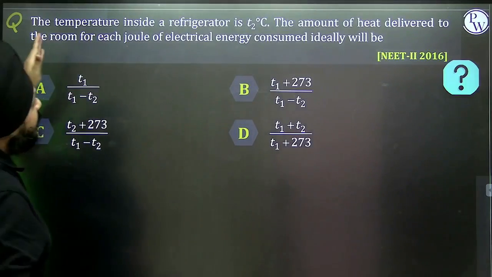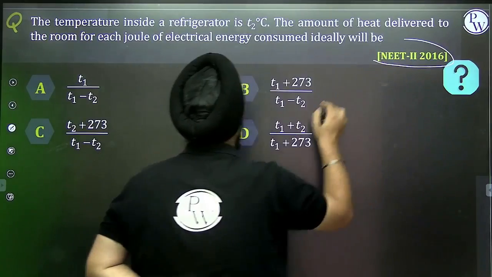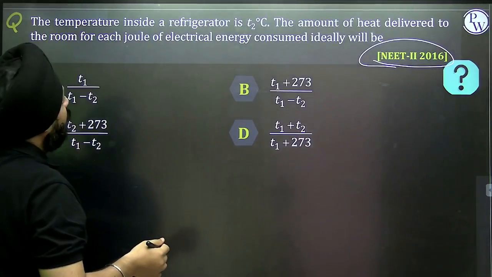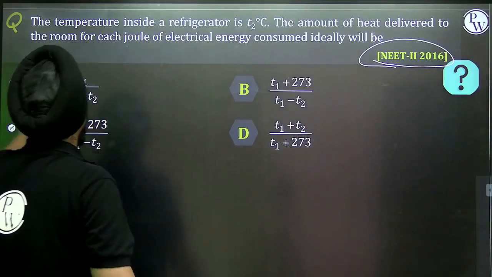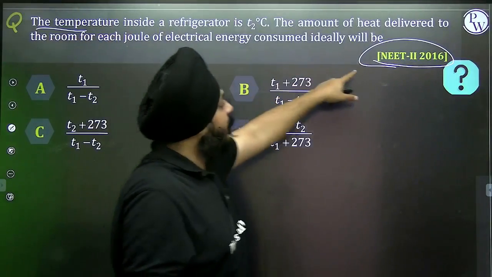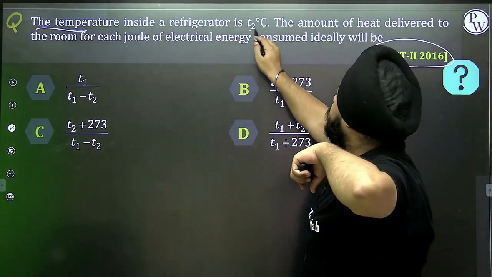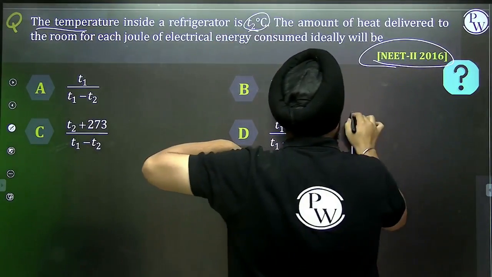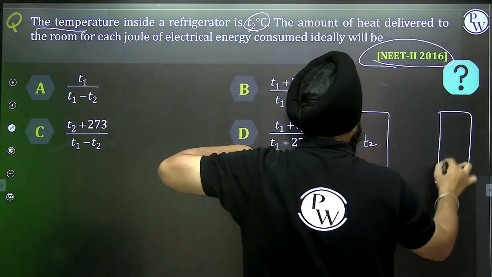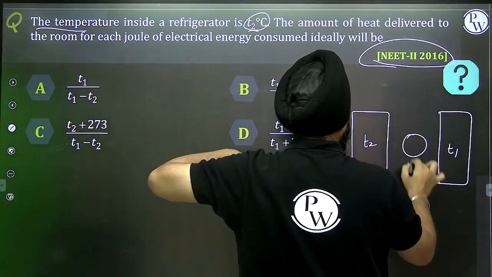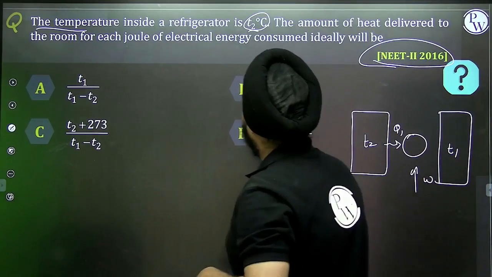Now NEET phase 2, 2016. The temperature inside the refrigerator is T2. Let's draw the diagram first. This is T2, this is T1. This is the work done we are giving, and this is the value of Q1.